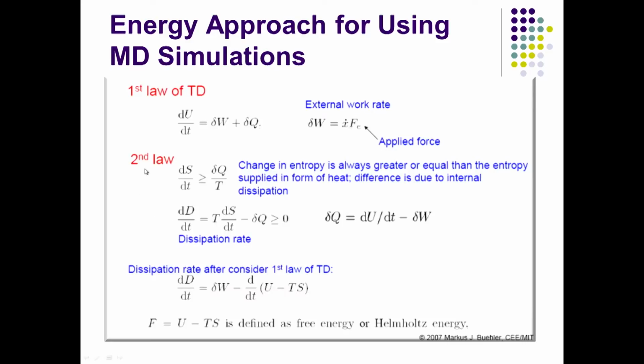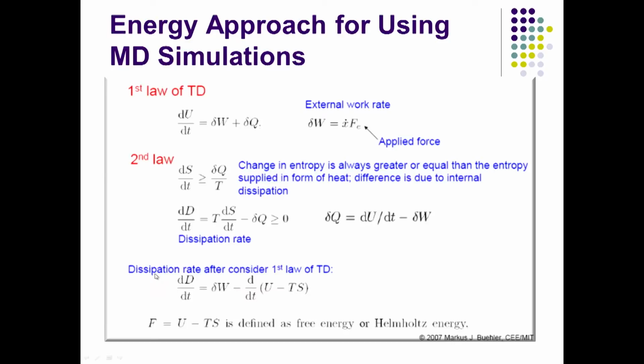The second law says that dS over dt, which is the entropy term, is greater than delta Q over T, where Q is the heat. This is the Clausius inequality that we talked about in the thermodynamics section. If you look at the dissipation rate, it is related to dD over dt, which is the dissipation, equal to T dS over dt minus delta Q greater than or equal to 0. So, we are using this dissipation rate. Now, in terms of heat, delta Q becomes equal to delta U over delta t, which is the change in the internal energy, minus the work.